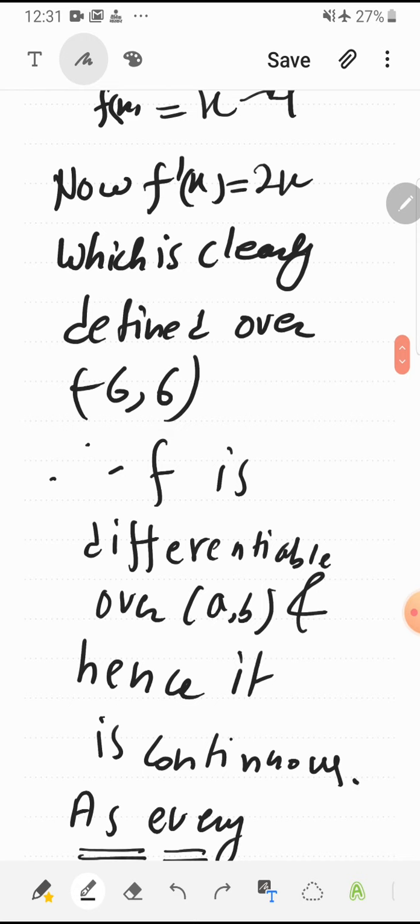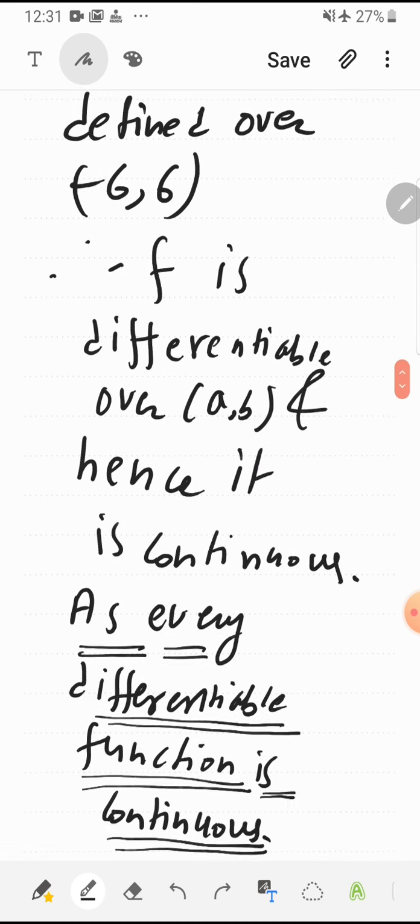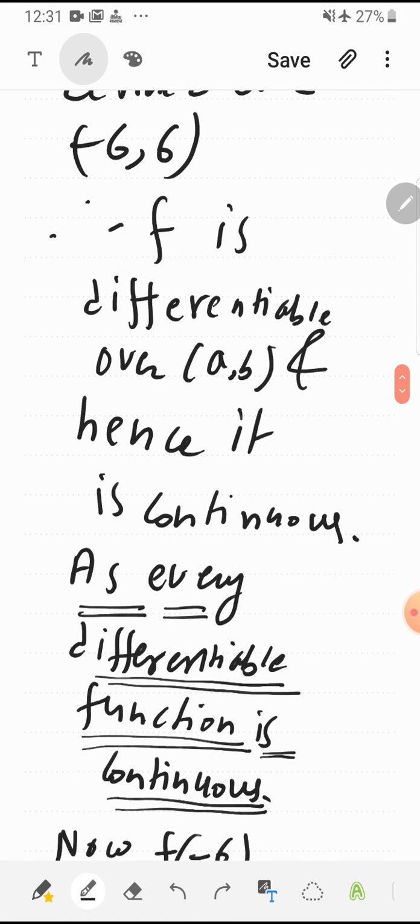We can save our labor to prove a function continuous here, because in calculus there is a very very important result that every differentiable function is continuous. Yes, remember this result, that every differentiable function is continuous, though the converse may not be true. That means every continuous function may not be differentiable, but every differentiable function must be continuous.